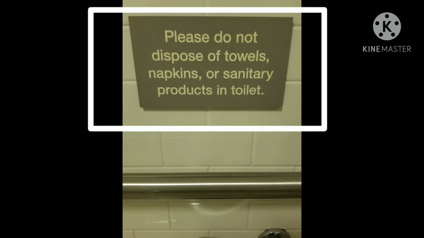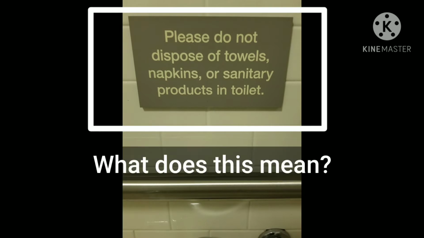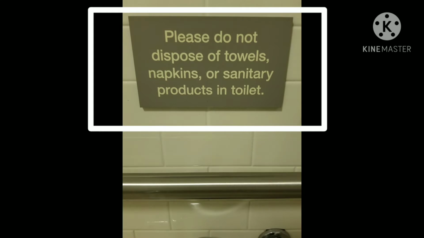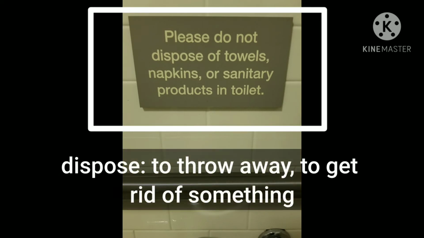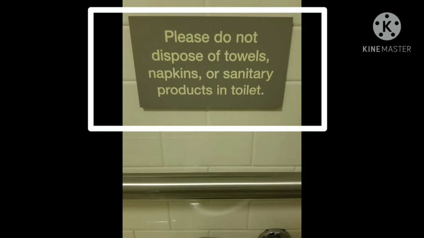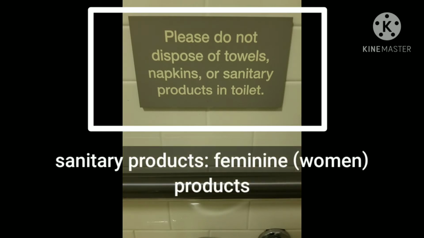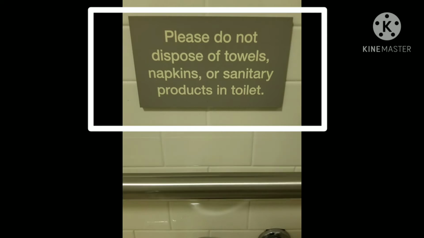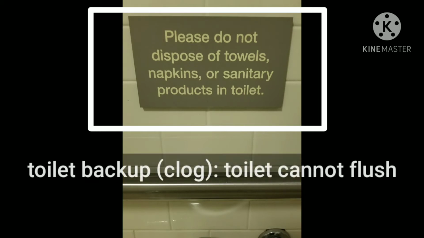Notice this sign. It says, "Please do not dispose of towels, napkins, or sanitary products in toilet." What does this mean? Well, the word dispose means to throw away, to get rid of something. Towels, napkins, this is the paper that we use to clean ourselves. Sanitary products, this is for women. This is feminine products that we use. They tell you not to throw this into the toilet because it can cause backup. Backup means that the toilet would no longer be able to flush. So any of these items you must throw into the garbage can.